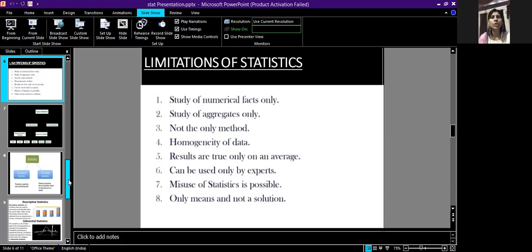The next is that results are true only on an average. A single manipulation of the data, if you have collected 80% factual information and 20% wrong information, that also results in a wrong conclusion. So a lot of care is needed to collect the data, and a lot of perfection is needed to classify the data.